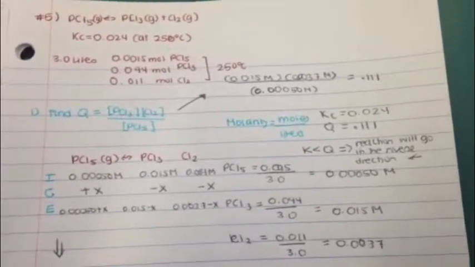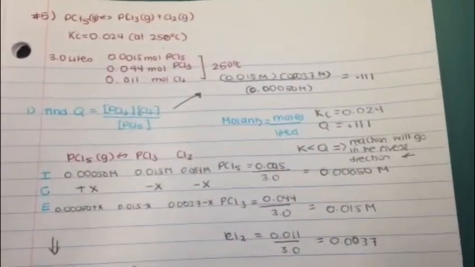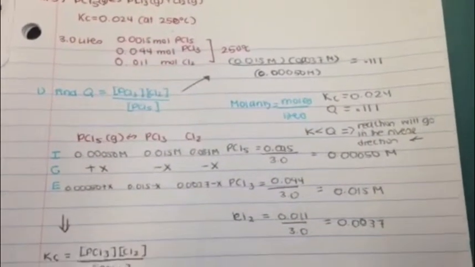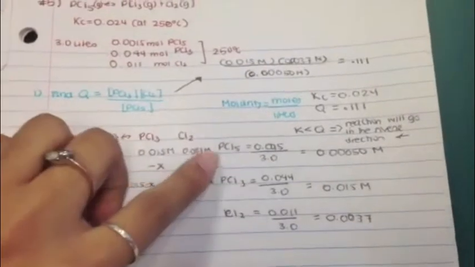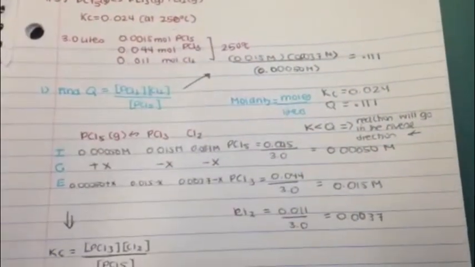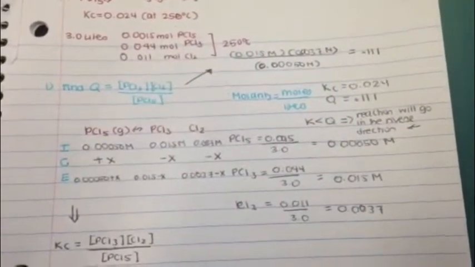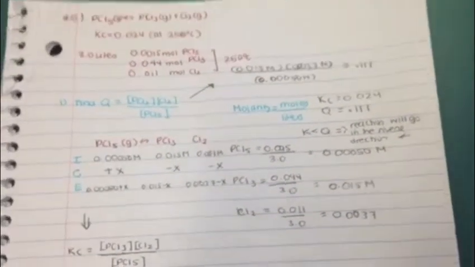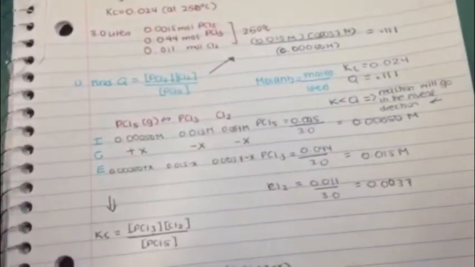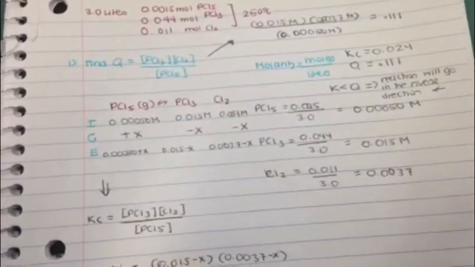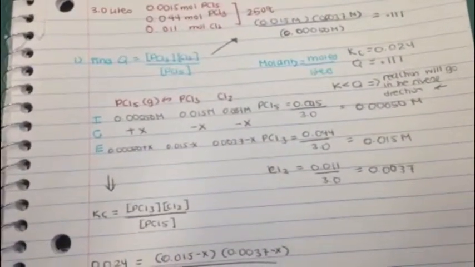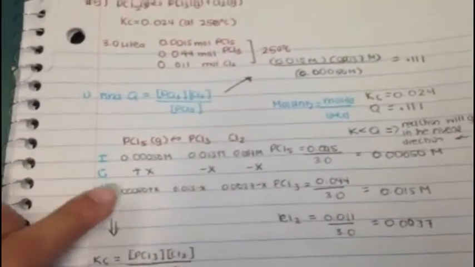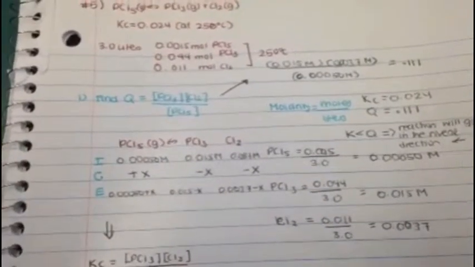We can find the molarity of each element in the equation by putting the amount of moles over the total amount of liters. So, for PCl5, we get 0.0050 molarity. For PCl3, we get 0.015 molarity. And for Cl2, we get 0.0037 molarity. We then plug that into the ICE table in the initial row.